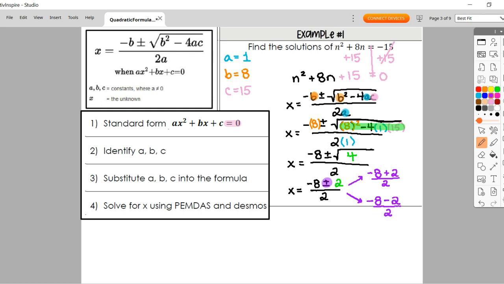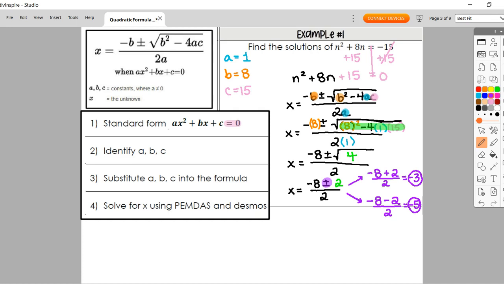The top one, it's -8 plus 2, which is -6, divided by 2 gets me a -3. In the bottom here, -8 minus 2 is -10, divided by 2 gets me a -5. You can always do that in Desmos as well, or in a calculator, to check your math of those two.